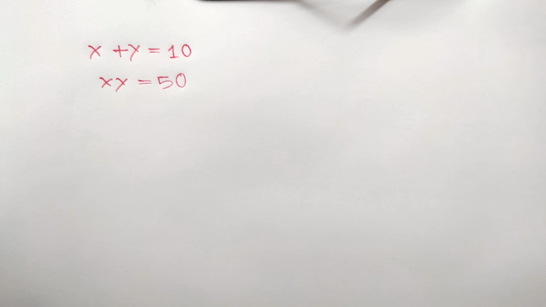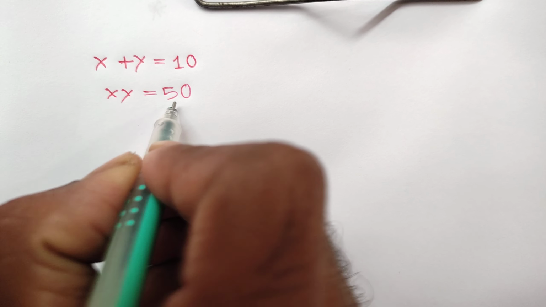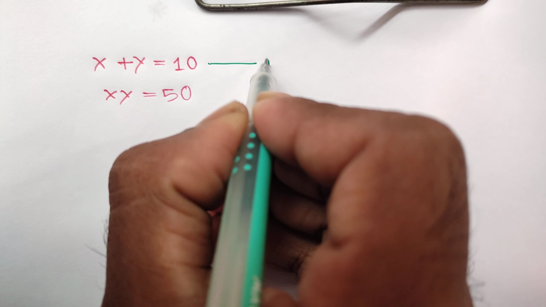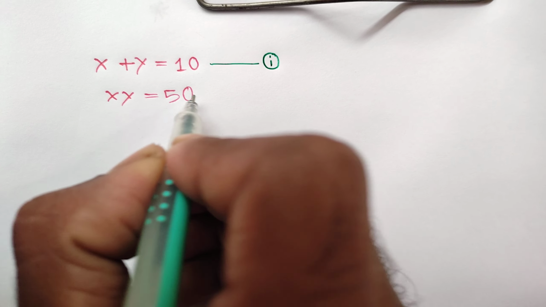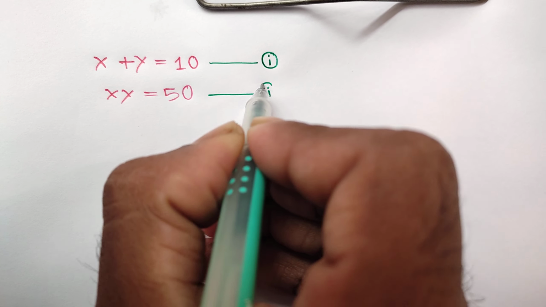Hi everyone, in this video I am going to show how to find the value of x and y where x plus y is equal to 10 and xy is equal to 50. Okay, now x plus y is equal to 10 is called equation number 1, and xy is equal to 50 is called equation number 2.